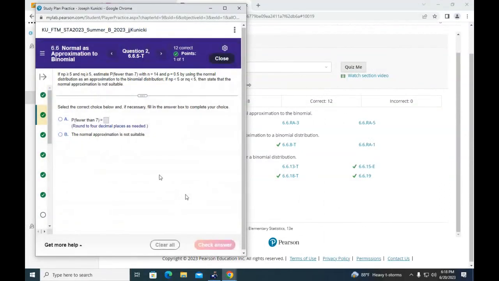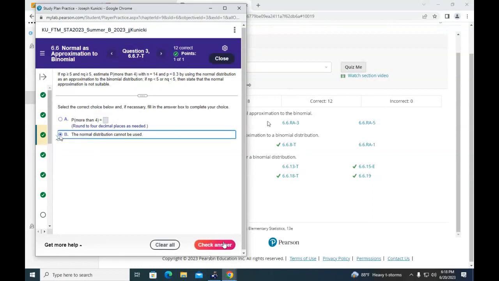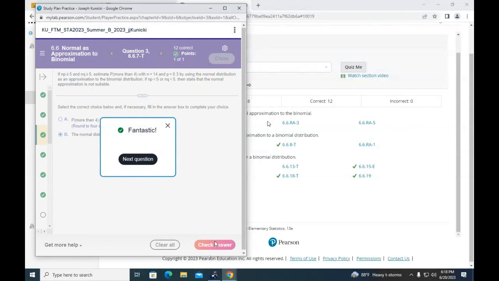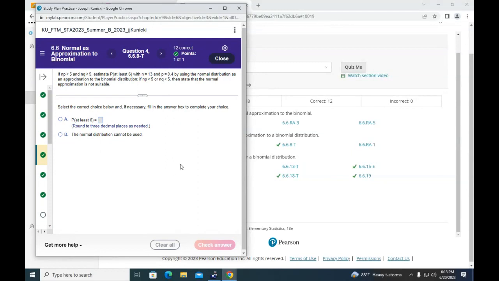You'll see how that works when we actually do it. And then the other thing is, we have to make sure that NP and NQ are both greater than 5. See what that says? If they're less than 5, then you can't do the normal. All right, so the first, 0.3 times 14 is 4.2. That's less than 5, so it cannot be used. It's that simple. All right? They should all be that easy.